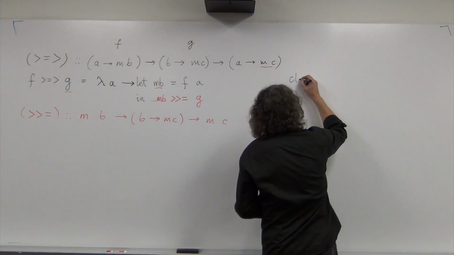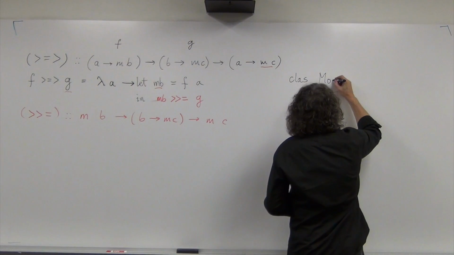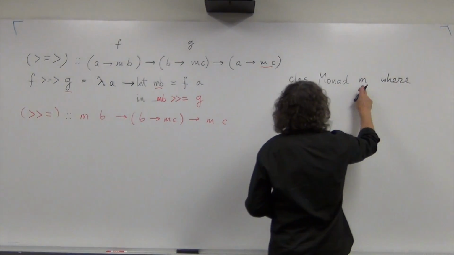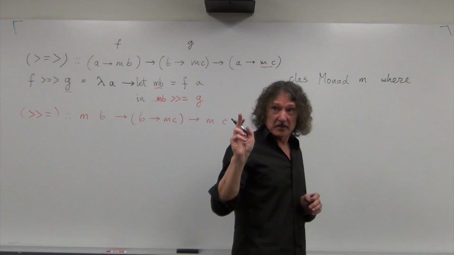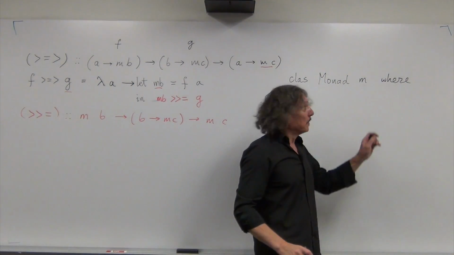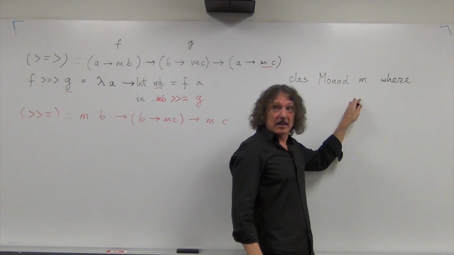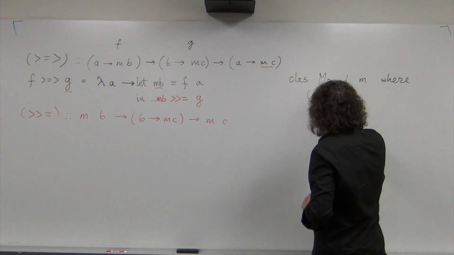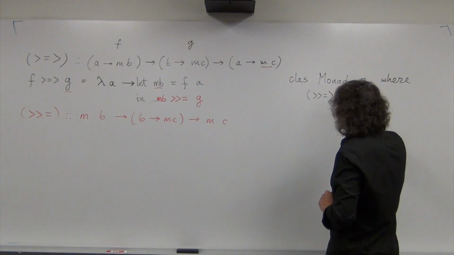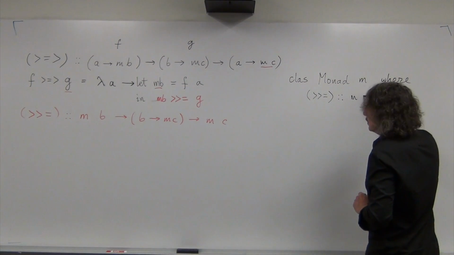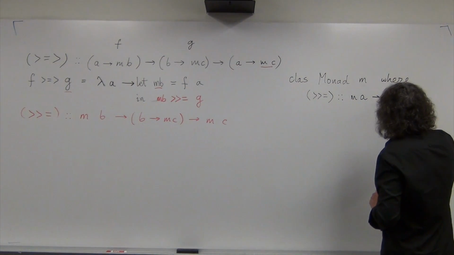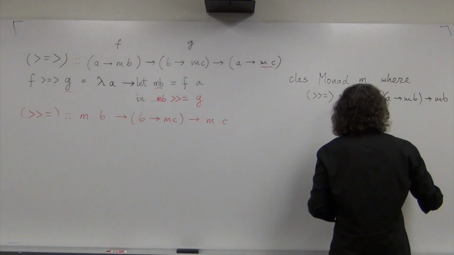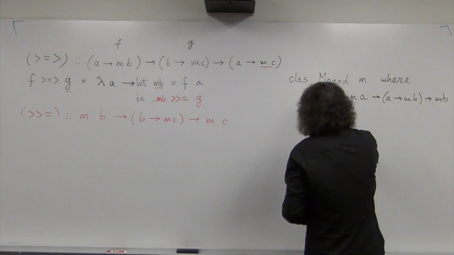In Haskell, a monad is defined as class Monad M, where, okay, so M here is really a type constructor, remember, right? Although you don't see it here, you will see it immediately when I define the members. And the member is bind. So we have to have bind defined from MA, A and B, and B, right? So that's the signature of bind.